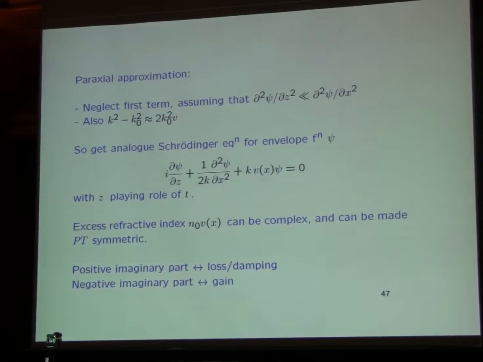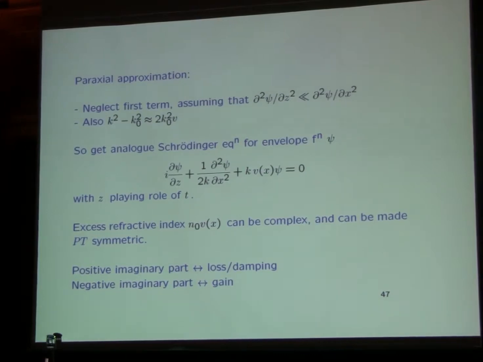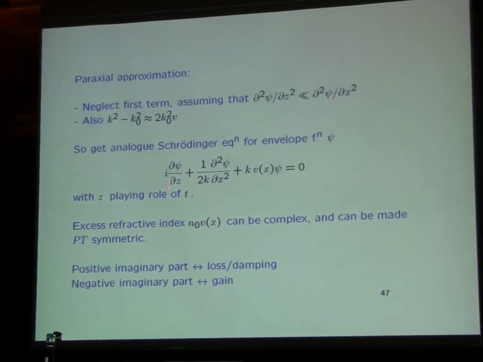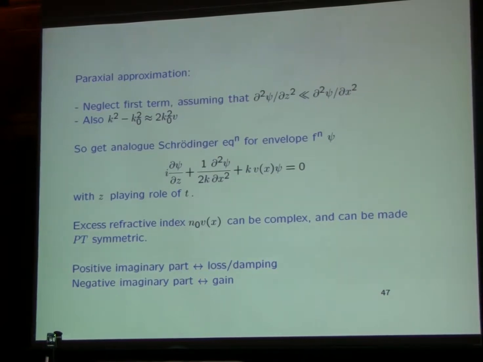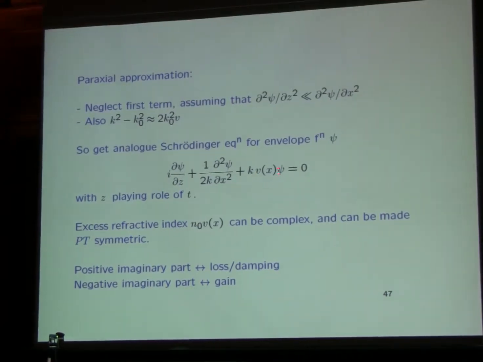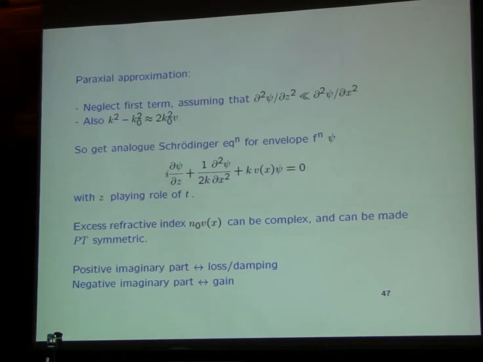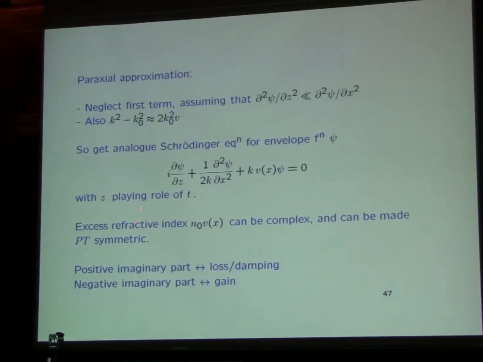So what you get, when you've done those approximations, is you find an analog Schrödinger equation for this envelope function psi, which is i d psi by dz plus 1 over 2k d squared psi by dx squared equals k v of x psi. So we've got a time-dependent Schrödinger equation, except that z, the longitudinal direction, replaces t, and v plays the role of the potential in our analog equation, but where v came from was actually, remember, a little addition to the refractive index. So v is related to the refractive index, and this is excess refractive index, in fact.